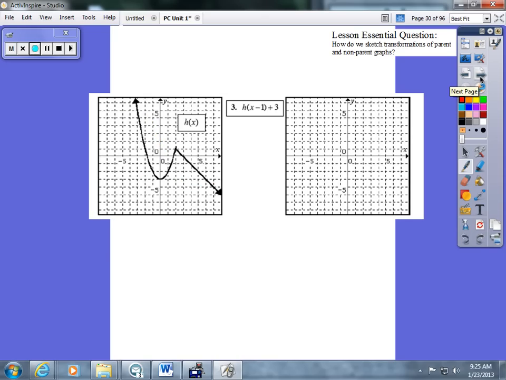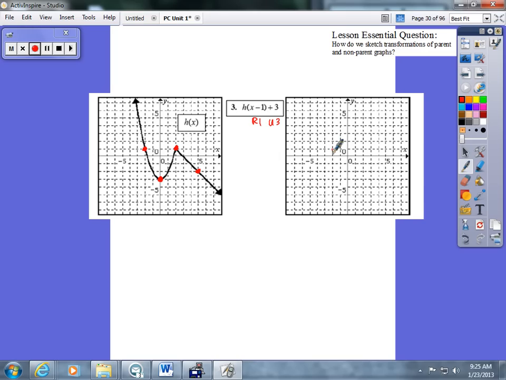Now I have a combination here. I have a right 1 and I have an up 3. I don't care if you do them one at a time or if you do them simultaneously. That's entirely up to you. Again, choose some of those important points. Here, here. I say zeros, but that's a whole number of values, so that's going to work a little better. Okay? And each of those are going to go right 1, up 3.